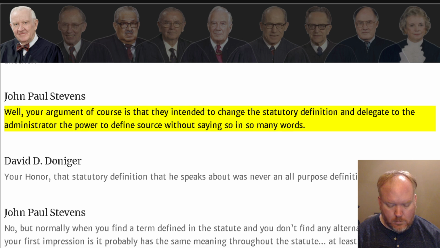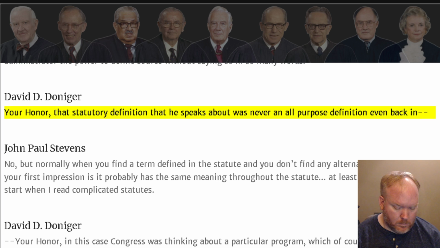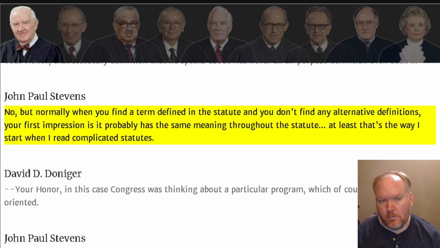Well, your argument, of course, is that they intended to change the statutory definition and delegate to the administrator the power to define source without saying so in so many words. Your Honor, that statutory definition that he speaks about was never an all-purpose definition, even back in 1970. No, but normally when you find a term defined in a statute and you don't find any alternative definitions, your first impression is that it probably has the same meaning throughout the statute. Right. At least that's the way I start when I read statutes.